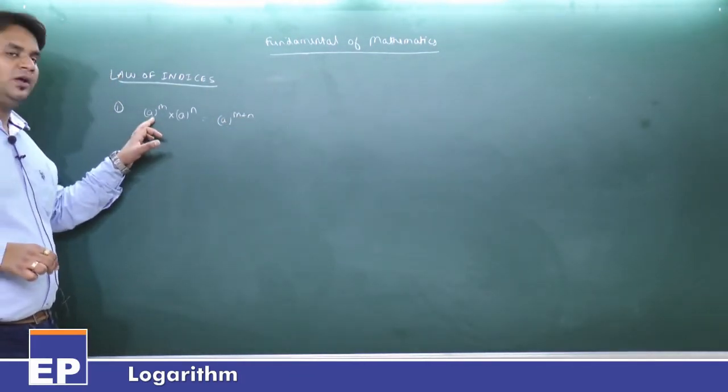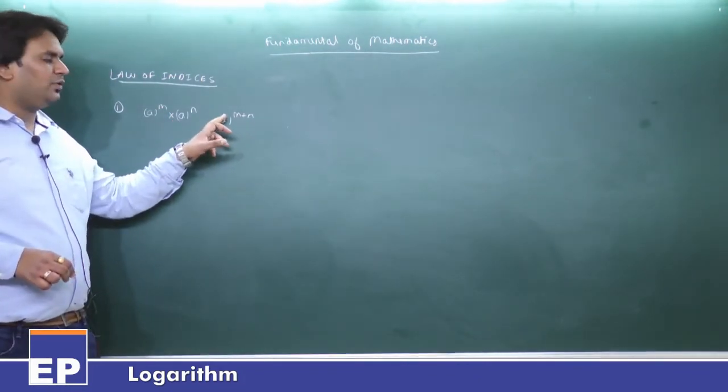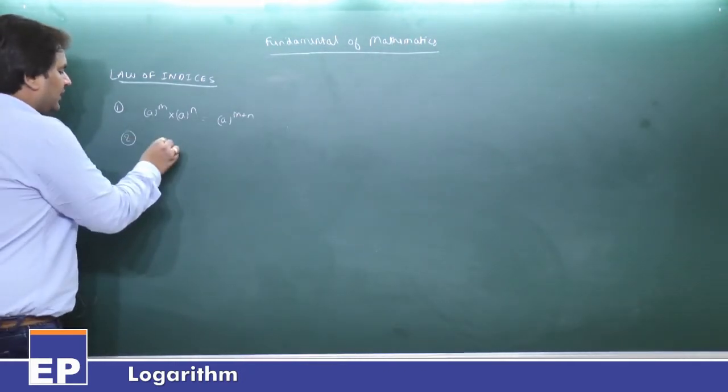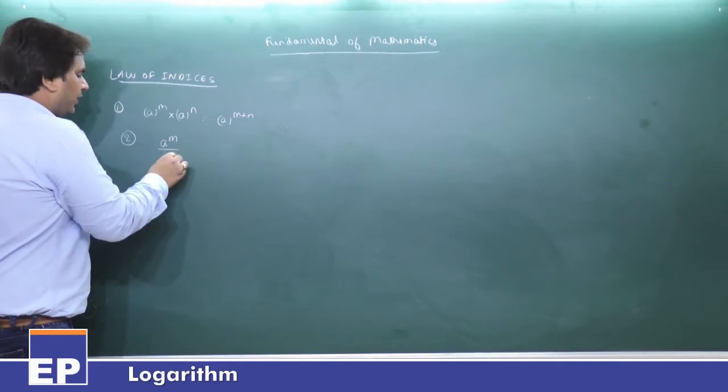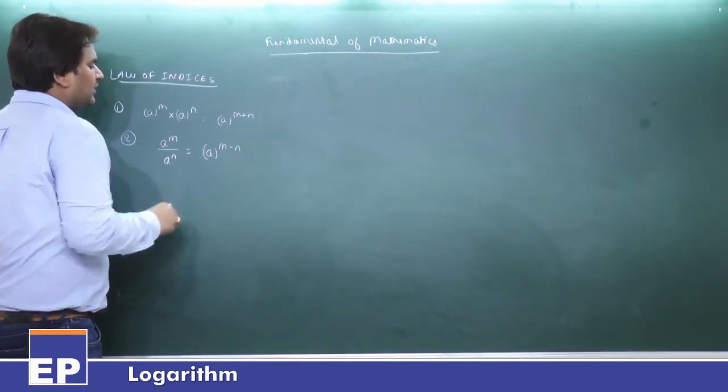This a is called what? Base. So a to the power m into a to the power n will be equal to a to the power m plus n. Write down the second formula. Second formula is a to the power m upon a to the power n, which will be equal to a to the power m minus n.